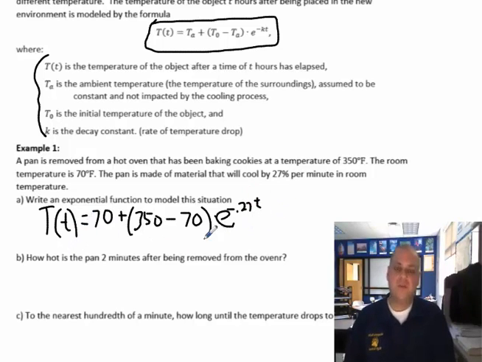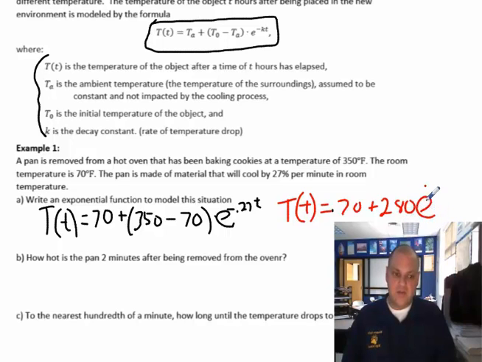Function of time. T is time. Okay, so there's my exponential function. Of course, I would simplify that, so I'm going to write it as T sub T equals, now 350 minus 70, of course, is 280. So we're going to write it as 70 plus 280 e to the negative 0.27 t. So notice how it is just an exponential function, right?